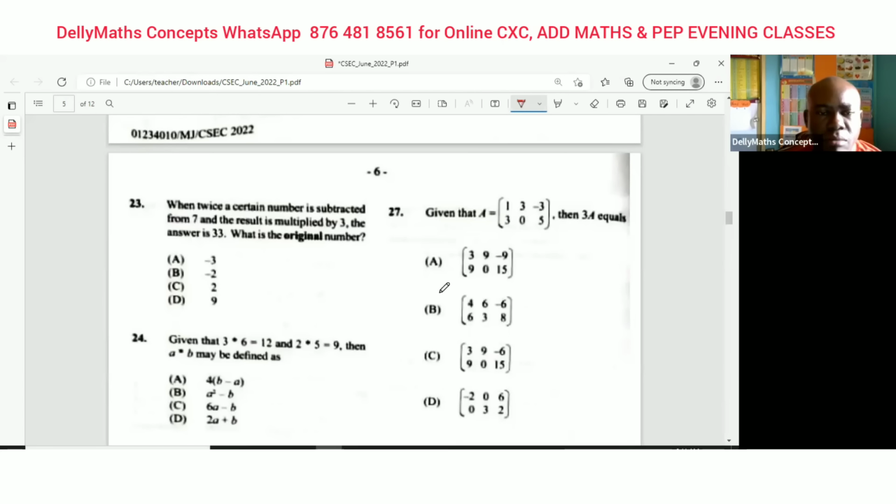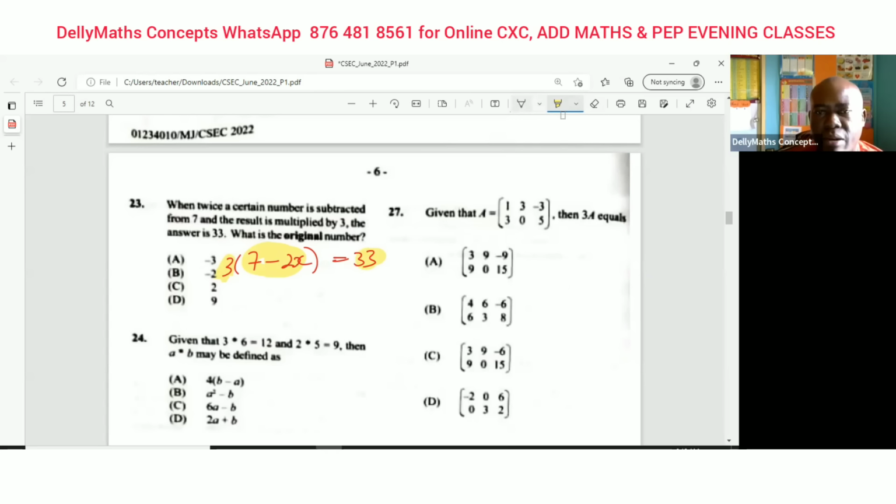When twice a number is subtracted from 7, the result is multiplied by 3. So let me call the number x. So I have 7. When twice a number x is subtracted from the 7, and the result is multiplied by 3, the answer is 33. So if you notice, I'm putting this in reverse order. Twice a number is subtracted from 7, the result is multiplied by 3. The answer is that.